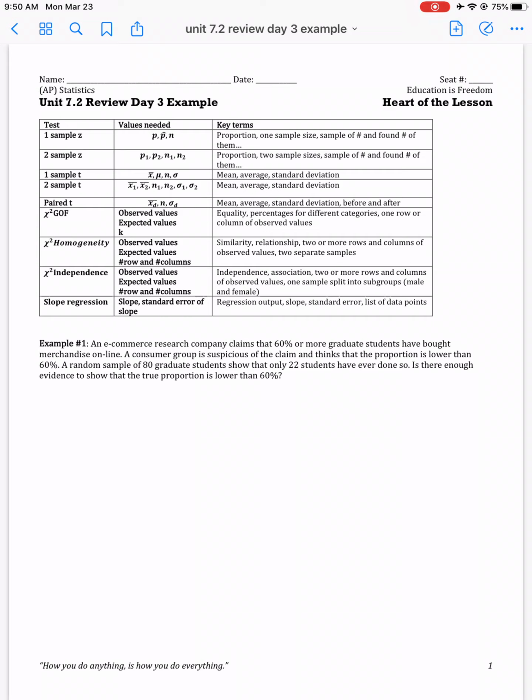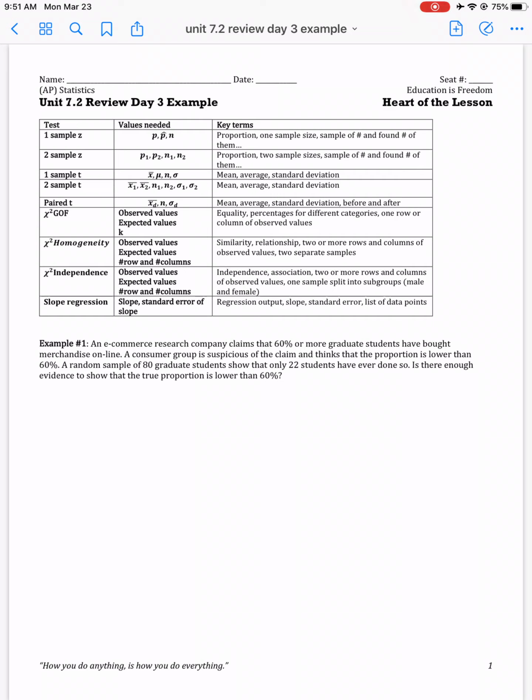So an e-commerce research company claims that 60% or more of graduate students have bought merchandise online. A consumer group is suspicious of the claim and thinks the proportion is lower than 60%. So a random sample of 80 graduate students show that only 22 students have ever done so. Is there enough evidence to show that the true proportion is lower than 60%?